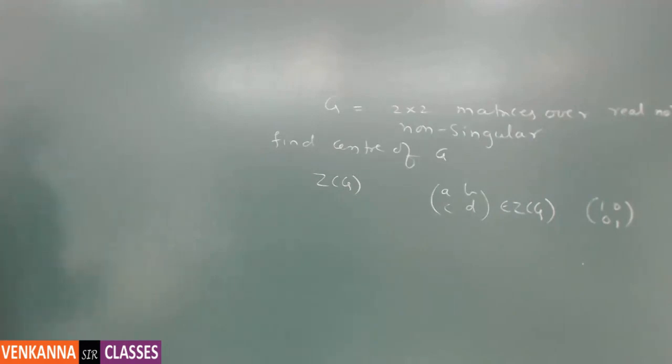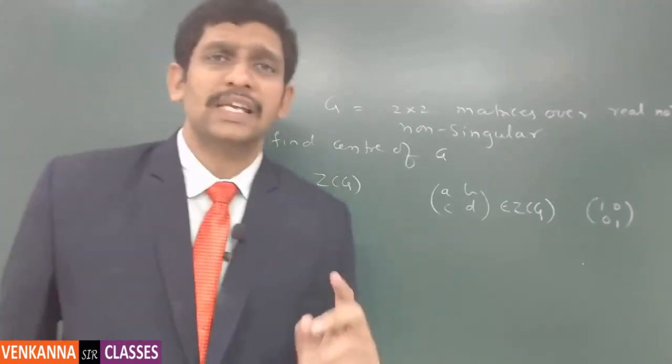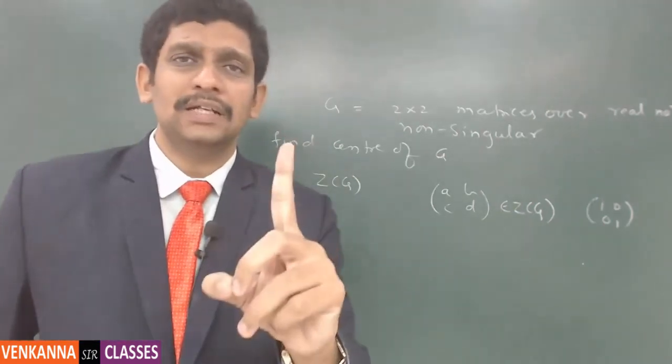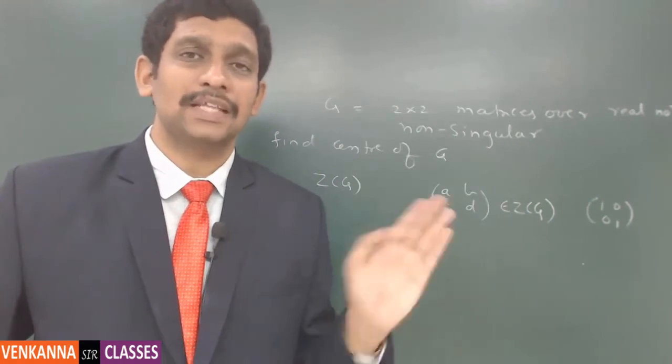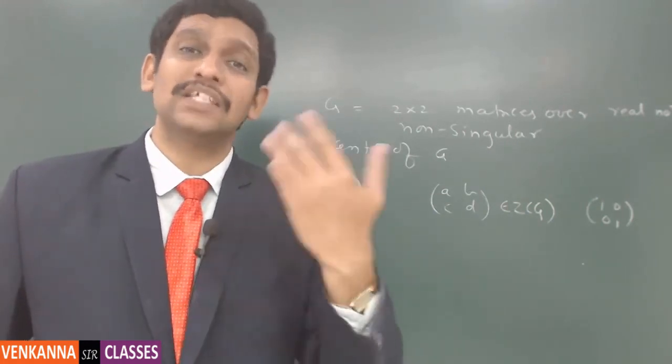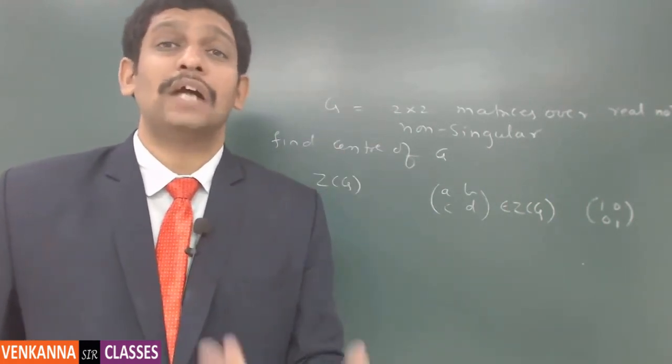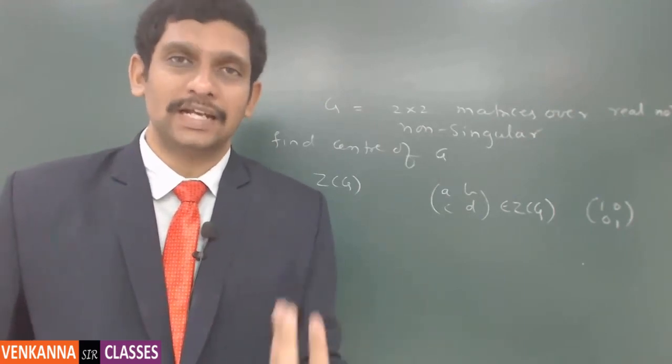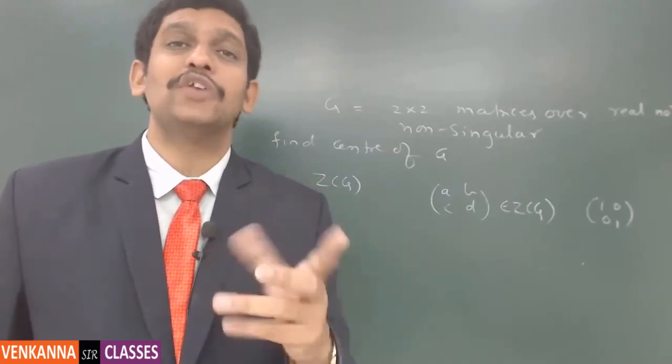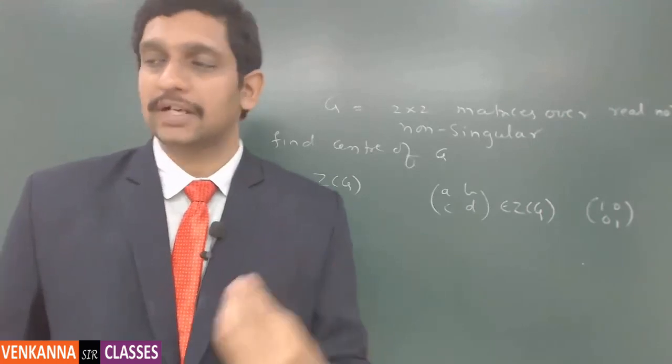Clear? So by default, the identity matrix belongs to the center. Our intention is to check whether there is exactly one element, the identity matrix, in the center, or whether other matrices are also there. If other 2 by 2 matrices are in the center, then what are the possible values of A, B, C, D that we need to check?